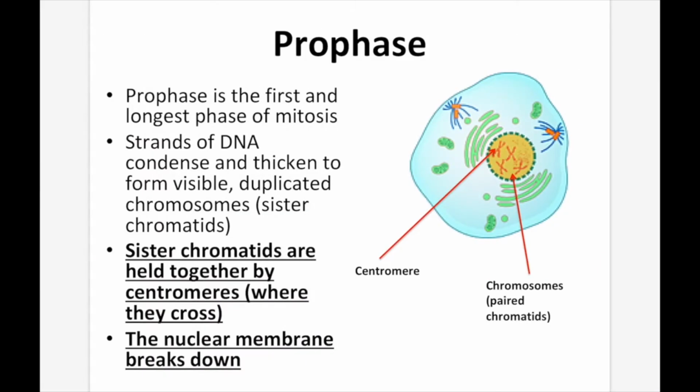So first up, prophase. Prophase is the first and longest phase of mitosis. Strands of DNA condense and thicken to form visible, duplicated chromosomes. These are sister chromatids, and that's what we have right there. Sister chromatids are held together by centromeres, and this is where they cross.